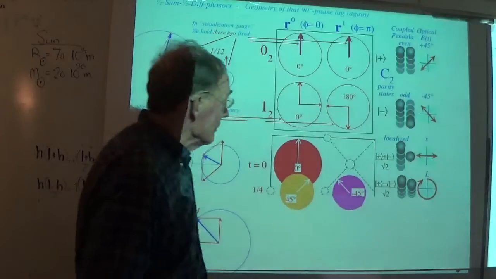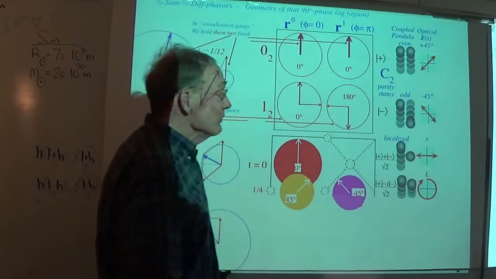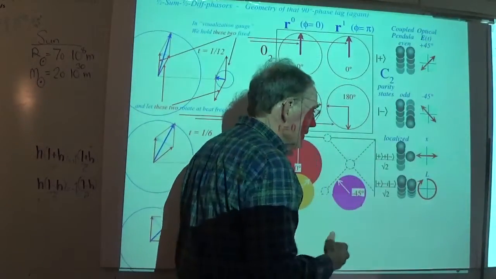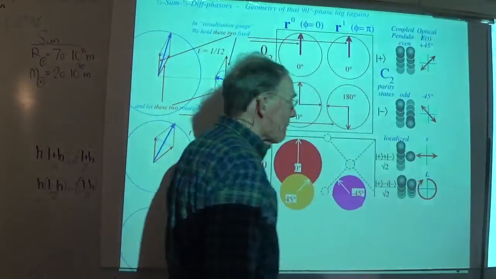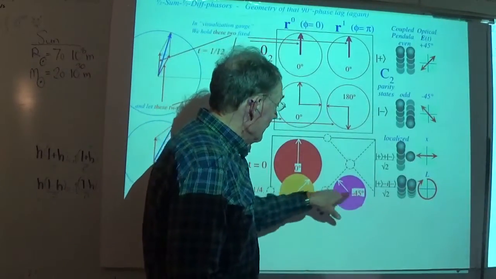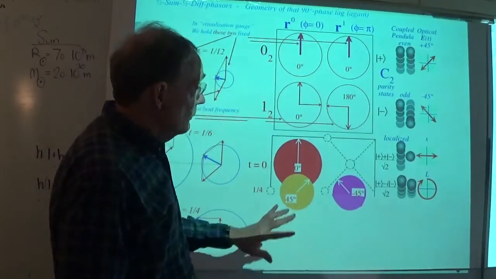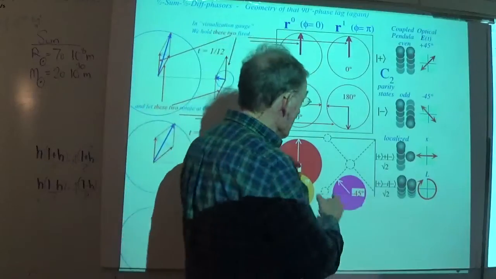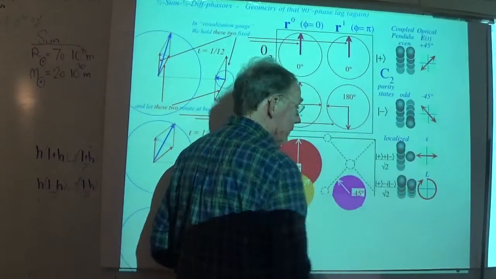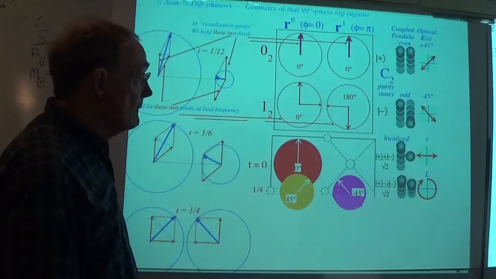And what has happened at 1/4 of the beat period is that you've turned plane polarization into circular. You start with this one killed, and then you build up to this one, where they're 90 degrees separated. And the 90 degrees, sine, cosine, that makes a circle, you see.